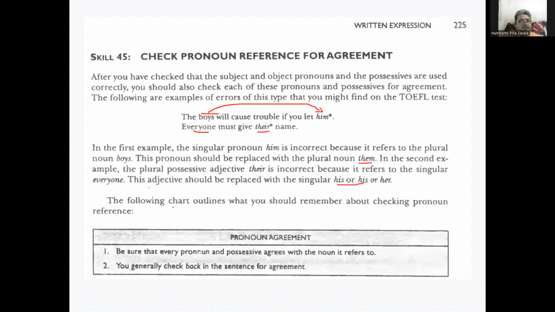Okay, so here's a chart that outlines what you should remember about checking pronoun reference. Be sure that every pronoun and possessive agrees with the noun that it refers to, and you need to check back in the sentence for agreement, right? So we identify the pronoun, then we have to go back and see what it is that we're talking about.